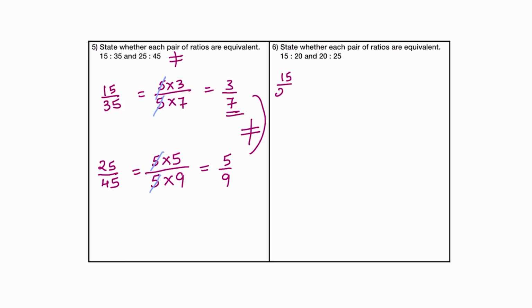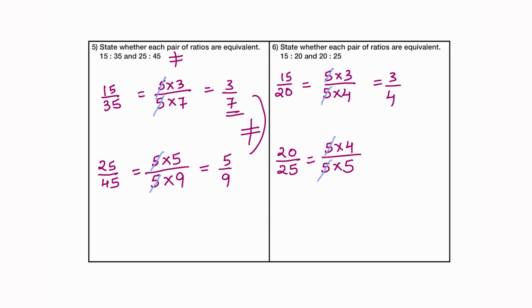Next, 15 over 20. So we can write this as 5 times 3 and 5 times 4. So common factor 5 is out, which means this is 3 upon 4. Next one is 20 upon 25. So this is again 5 times 4 and 5 times 5. So 5 and 5 are out, which means this is 4 upon 5. Are these two ratios equal? No, they aren't. And therefore, these two are also not equal.